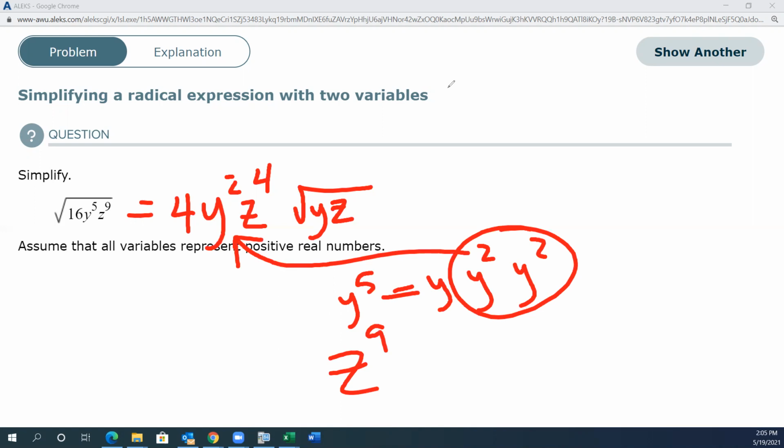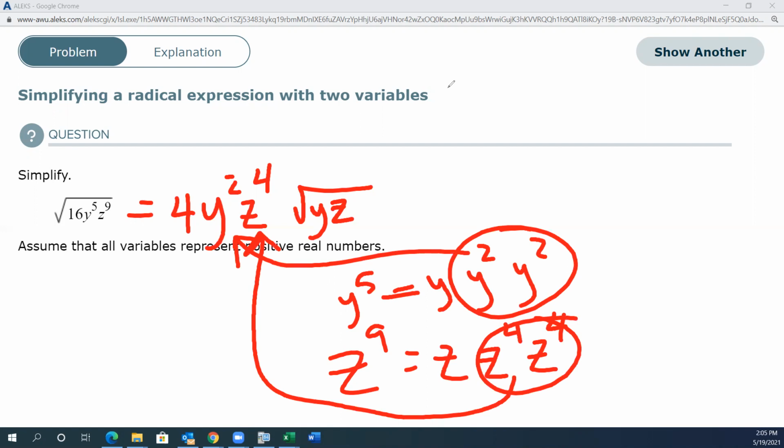Z to the 9th can be written as a single z, and then I've got z to the 4th, and that's 9 z's. And then boom, I got 1 set of z to the 4ths. And so that's how I got there.